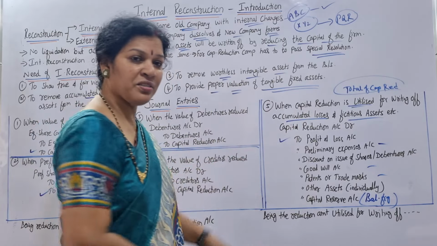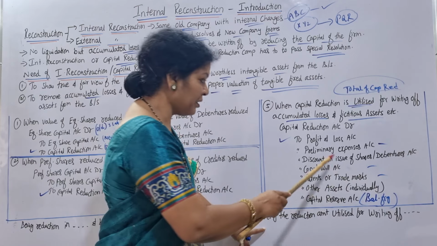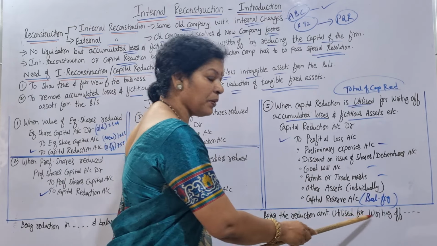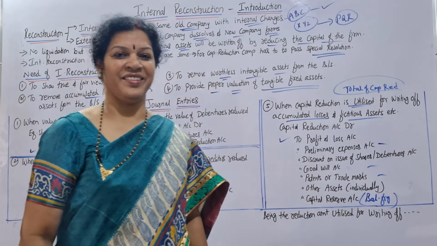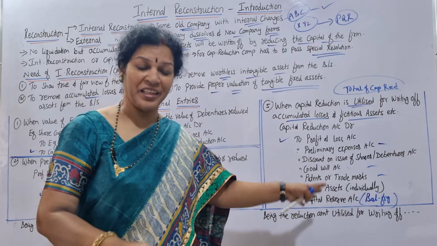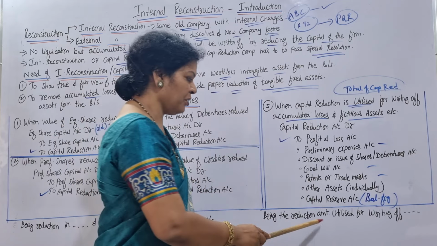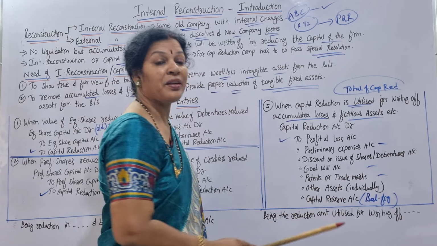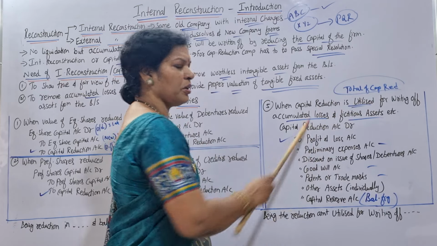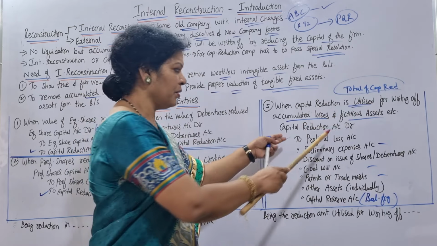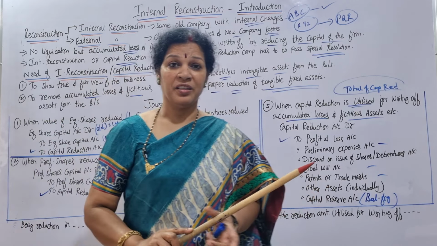Now for this, what narration will you write? Being the reduction amount utilized for writing off, and you have to write each and every item. The narration will be very short but lengthy. But it is easy. Being the reduction amount is utilized for writing off whatever you find. That's all. Am I clear?